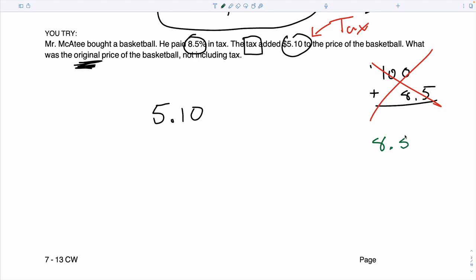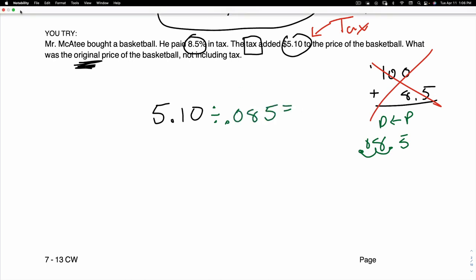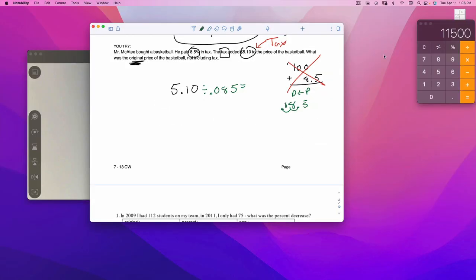8.5%. I'm going to go from percent to decimal. So I move to the left. And it would be 0.085. If you're just given tax, do not add 100 or subtract by 100. Just keep that percentage. 5.10 divided by 0.085. And your answer should be $60 originally.